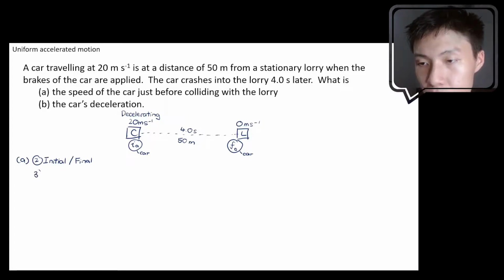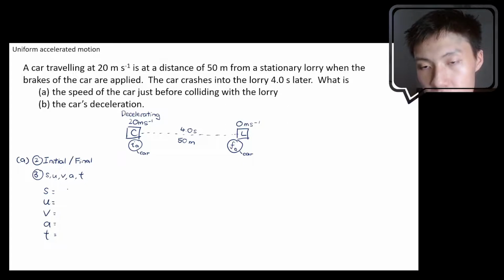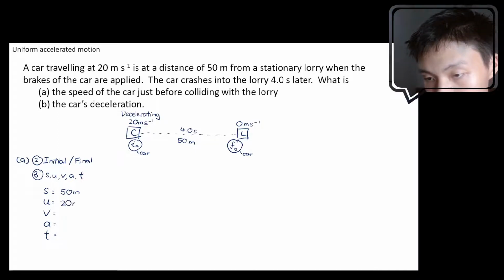Next step, we do our SUVAT. Write down everything that we know. We know that the displacement from the initial position to the final position is 50 meters. So you can write 50 meters over here. Initial velocity, well, it's being stated over here. It was previously at 20 meters per second.